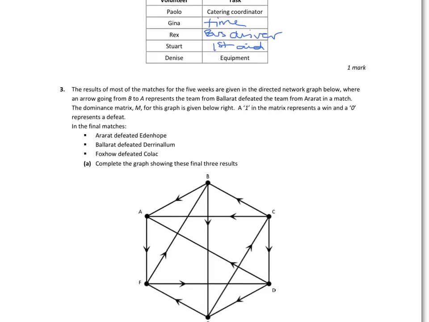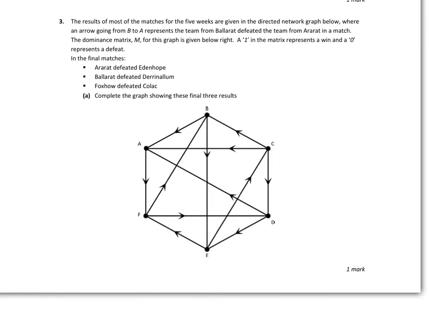Okay, so question 3 then says the result of most of the matches over the 5 weeks has been shown on the graph below, where an arrow going from B to A would represent that Ballarat defeated the team from Ararat. So our dominance matrix for this graph is given on the next page, even though it says to the right here. And where a 1 represents a win and a 0 represents a defeat. So there was obviously a winner and a loser in every round of this soccer tournament.